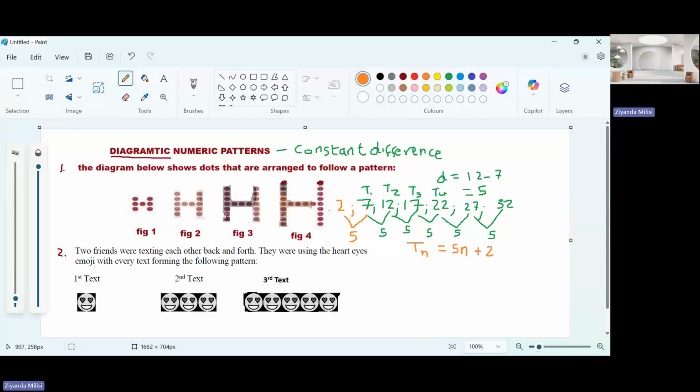Figure 15, let's do figure 15. It's going to be 5 times 15. We use this general formula, plus 2. Use your calculator, guys. All of us, let's press our calculators. 5 times 15 is equal to 75. 75 plus 2 is equal to 77.